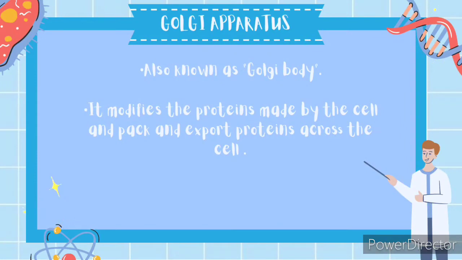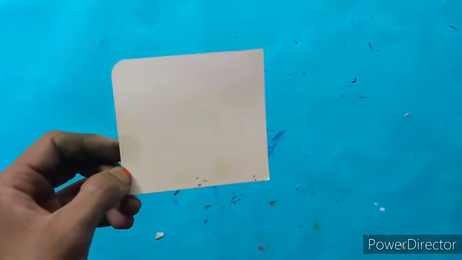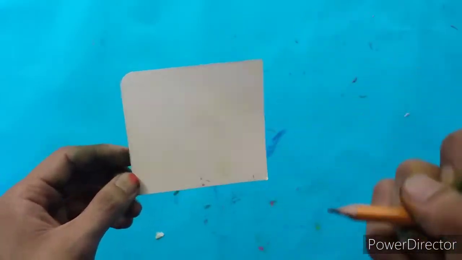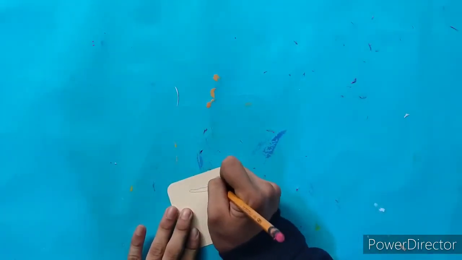Next is Golgi apparatus, also known as Golgi body. It modifies the proteins made by the cell and packs and exports proteins across the cell. For this part, I'll be using a piece from the folder. Using your pencil, draw shapes on it that resemble your Golgi body.